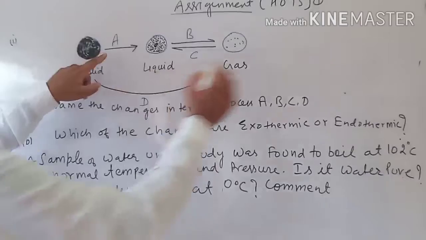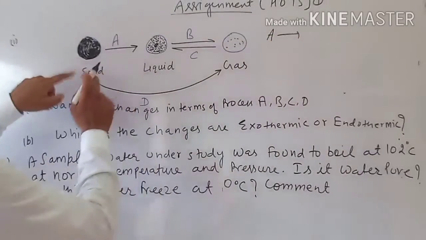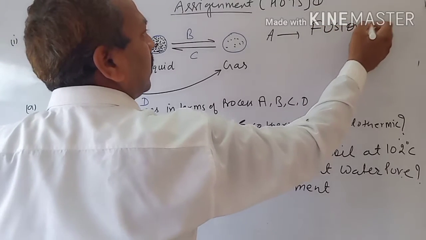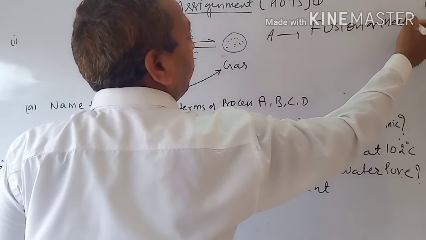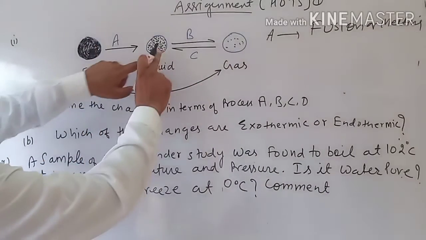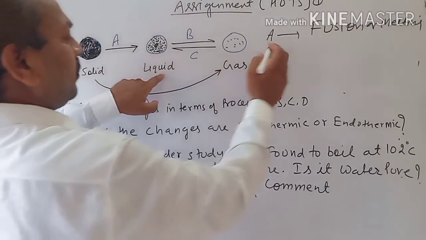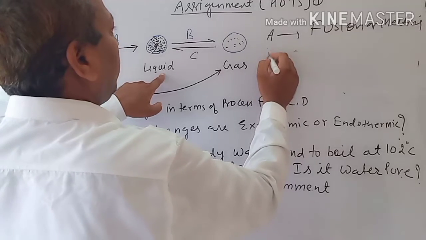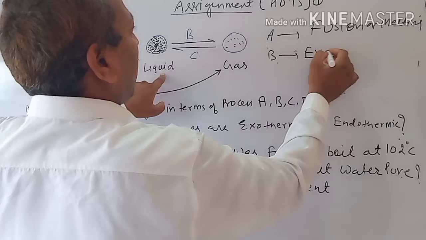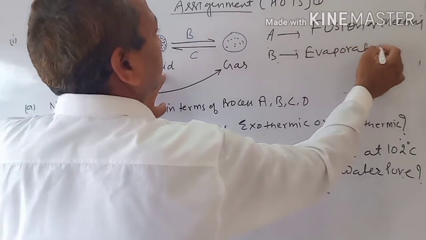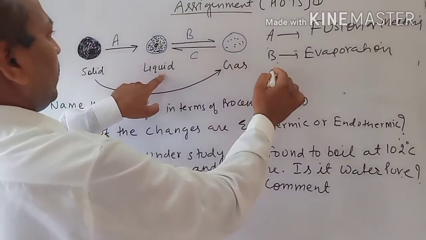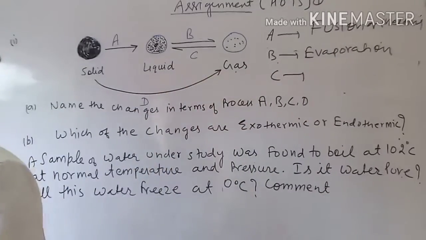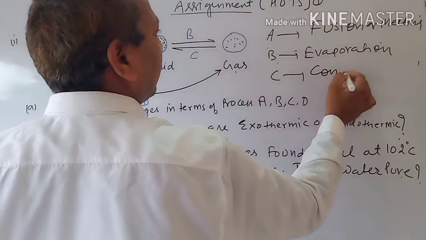So process A: if solid converts into liquid, this is known as fusion or melting. And when a liquid converts into gas, process B is known as evaporation or vaporization. Now next, process C: when gas converts into liquid, this process is known as condensation.